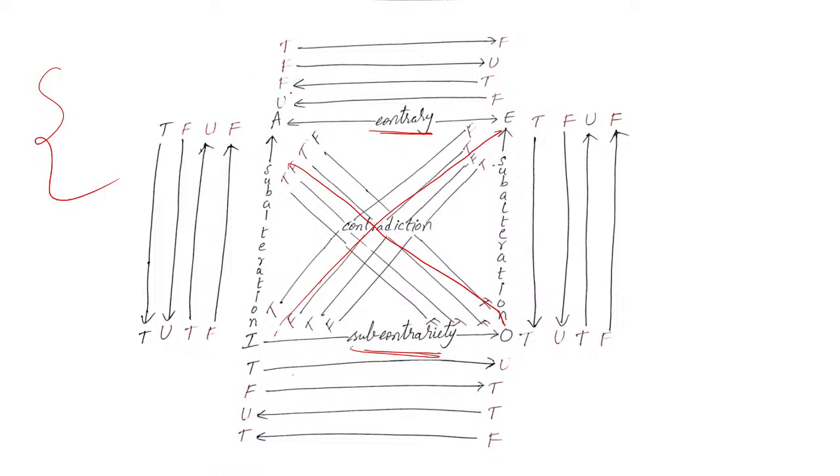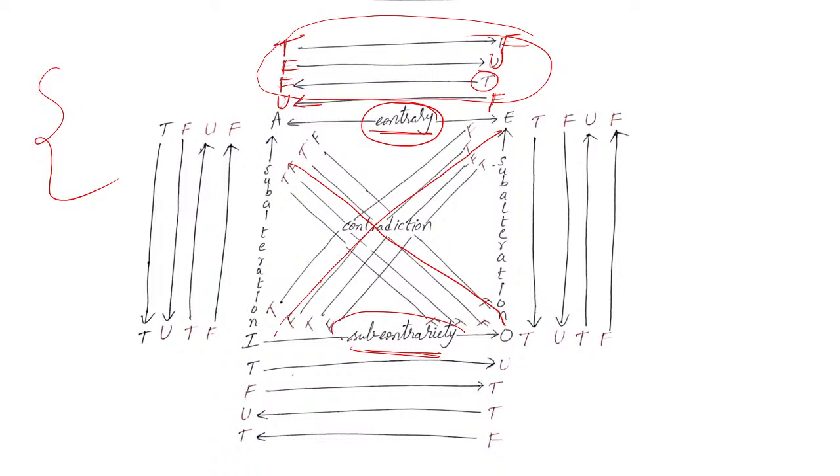And here, see, in contrary, if one is true, the other one will be definitely false. If one is false, the other one is doubtful. We don't know, maybe it is true or false. If E is true, A is false. If E is false, then we cannot say, maybe it is true or false. You have to remember this to solve the questions.